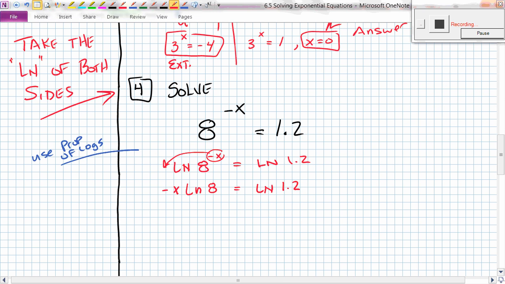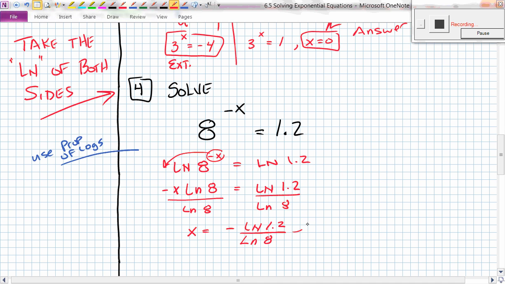And the goal is to solve for x. So if I just divide out the natural log of 8 on both sides, then I get x has to equal the negative natural log of 1.2 all divided by the natural log of 8.